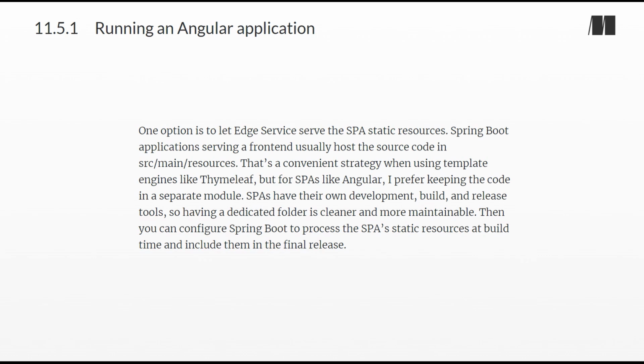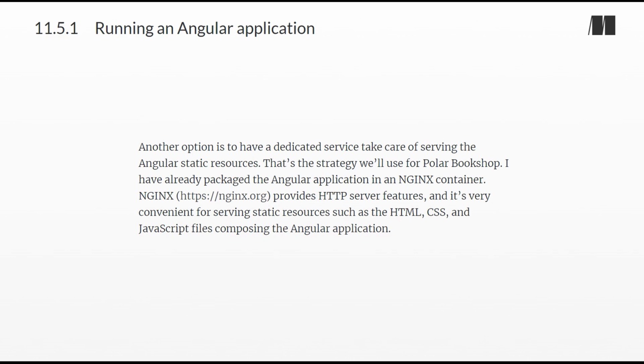Spring Boot applications serving a front end usually host the source code in src/main/resources. That's a convenient strategy when using template engines like Thymeleaf, but for SPAs like Angular, I prefer keeping the code in a separate module. SPAs have their own development, build, and release tools, so having a dedicated folder is cleaner and more maintainable. Then you can configure Spring Boot to process the SPA's static resources at build time and include them in the final release. Another option is to have a dedicated service take care of serving the Angular static resources. That's the strategy we'll use for Polar Bookshop.